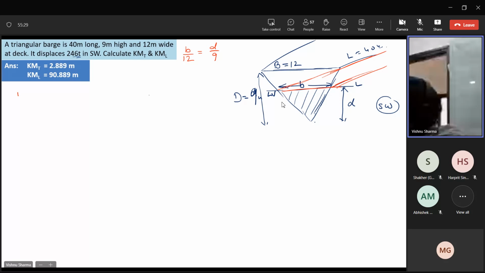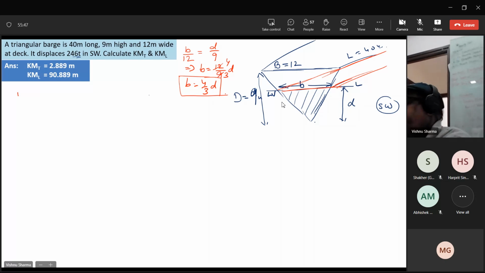Here we can have any one of them known first, no issues. This implies b will be equal to 12 by 9 D, that means 4 by 3 D. Am I right, guys? b is equal to 4 by 3 D. Correct? Yes or no? Yes, sir.